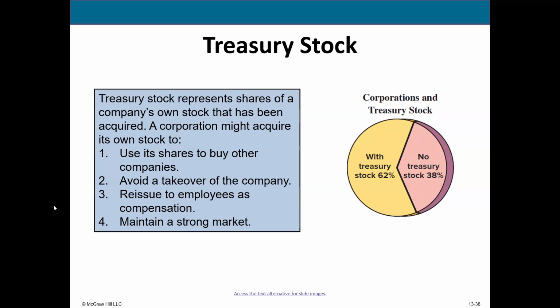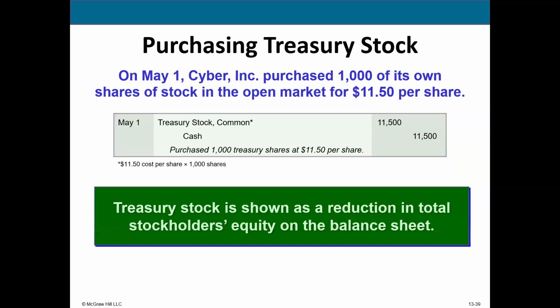Here's an example of a company repurchasing their own shares of stock. The company purchased 1,000 shares of their own stock from their shareholders on the open market for $11.50 per share. So that's 11,500. We debit treasury stock 11,500, credit cash 11,500.